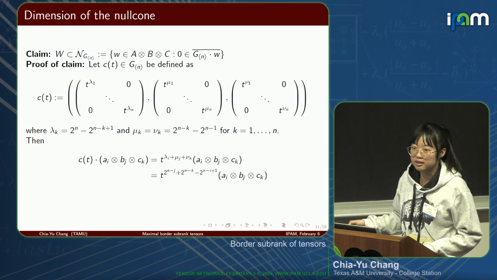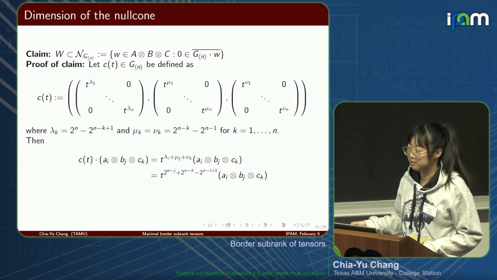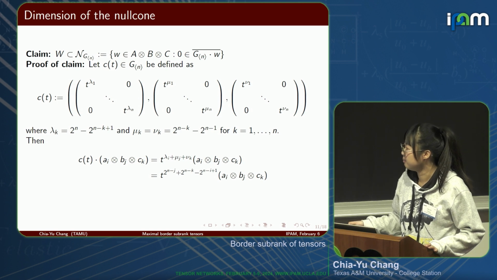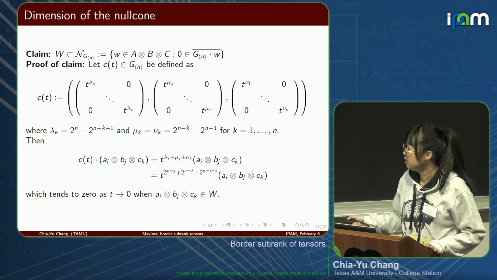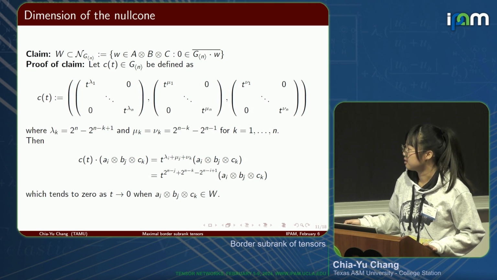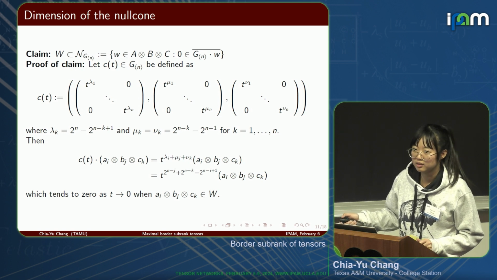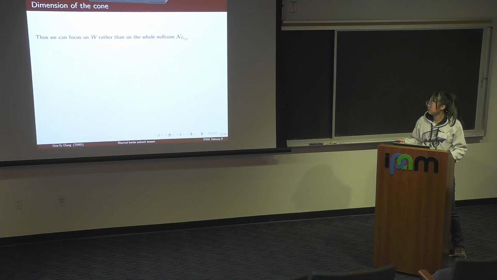Then in this case, if we apply this curve on the vector a_i tensor b_j tensor c_k, we get t to the power 2^(n-j) plus 2^(n-k) minus 2^(n-i) plus 1, times a_i tensor b_j tensor c_k. So if this a_i tensor b_j tensor c_k lies in W, then at least one of j, k is less than i. In this case, when we let t approach 0, this approaches 0. So the vector a_i tensor b_j tensor c_k in W also lies in the neural cone. This completes the proof of the claim. Any questions? Okay.